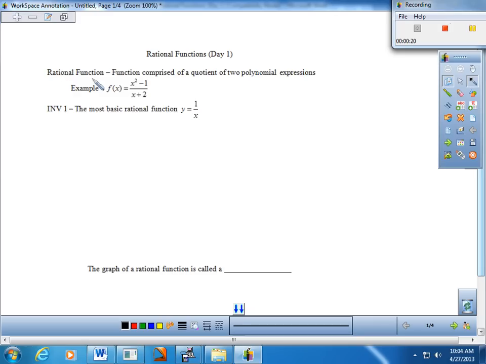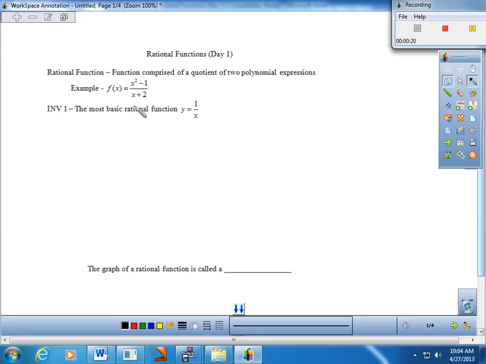First and foremost, a rational function, this family that we're going to be looking at over the next couple days. It is a function comprised of a quotient, so a fraction essentially, of two polynomial expressions. And as you can see, I gave you a nice looking example right up here. Just f of x equals x squared minus 1 divided by x plus 2. So there's our quotient, so to speak, a polynomial in the numerator and a polynomial in the denominator. And really, we can't have a constant in the denominator, so that variable has to be down there as well.